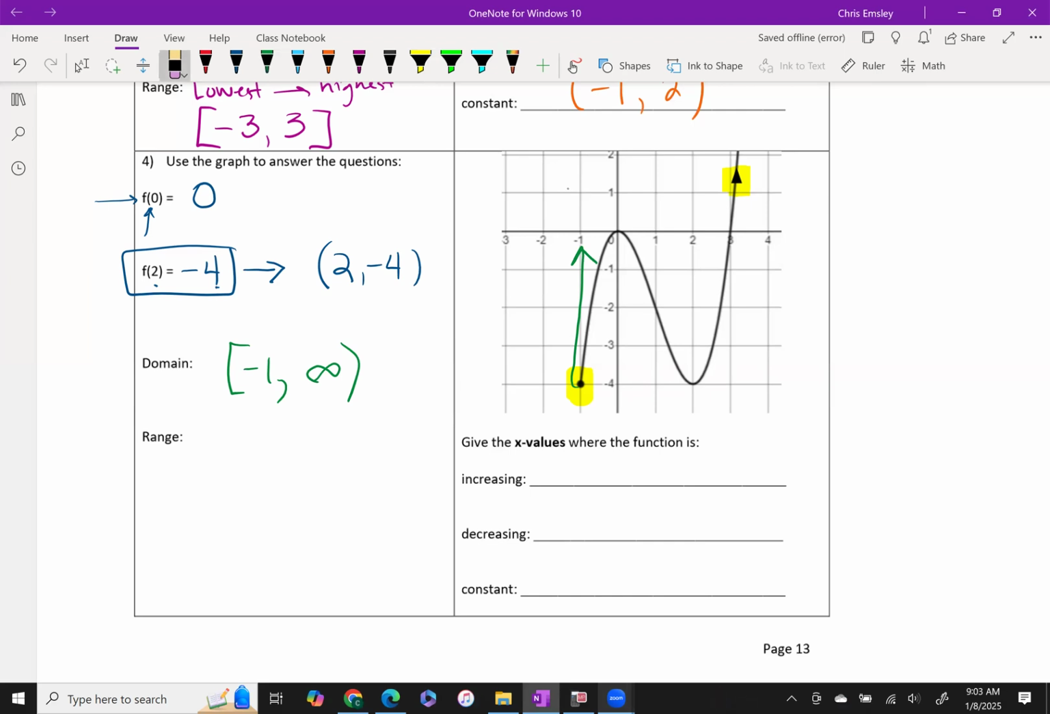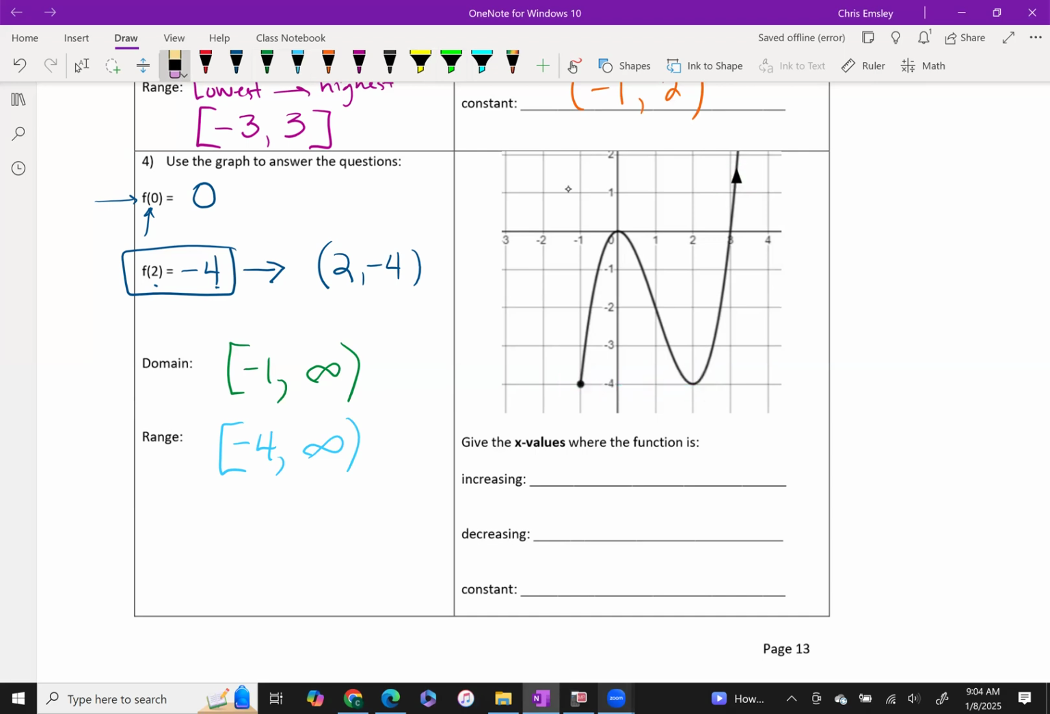There's our domain. Remember, for range instead, we look from low to high, bottom to top, and we're looking for Y values. The lowest point on our graph is where these two are, right? But they both have the same Y value. They both have a Y value of -4. So our range begins at Y equals -4. And then the highest point on the graph, again, is an arrow, going up and up and up. So again, we don't have an endpoint. We just say the range goes from -4 to infinity.